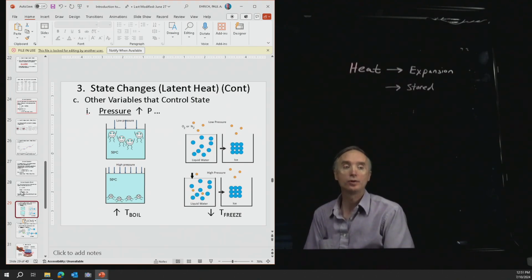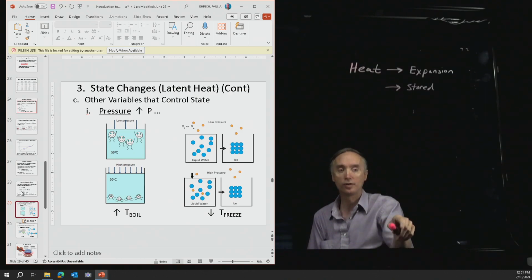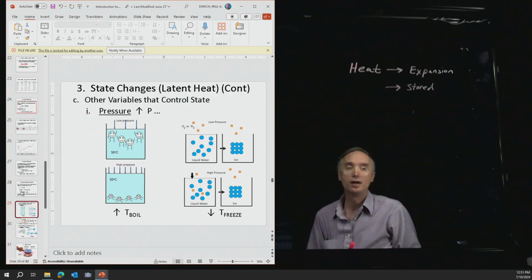Okay, so far we've talked about how heat can change the state of a material. So when you add heat to a material, it can change from a solid to a liquid or from a liquid to a gas. Now we want to explore how pressure can affect the state of a material. So in case number one, over here on the left-hand side, we want to talk about how it affects the boiling temperature of a material.